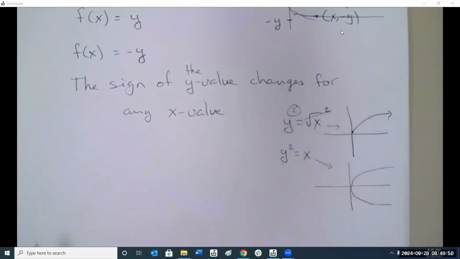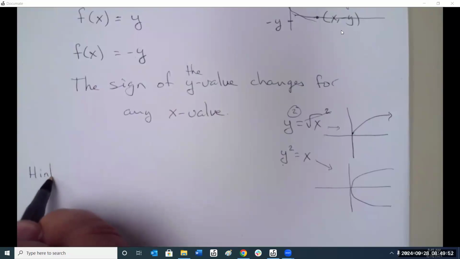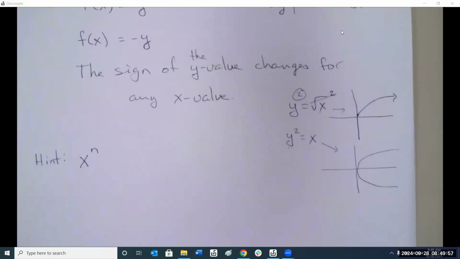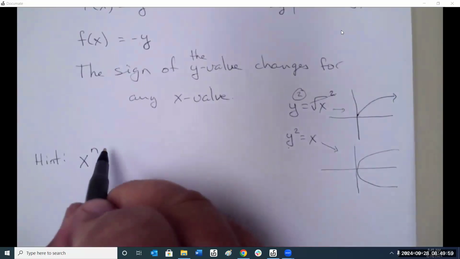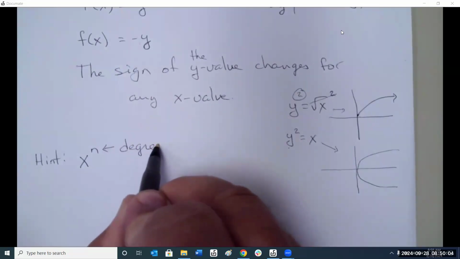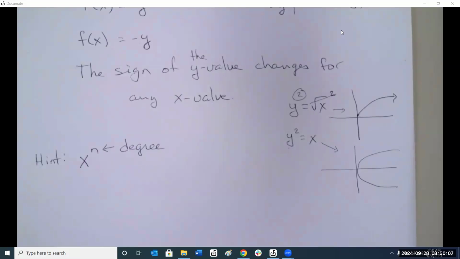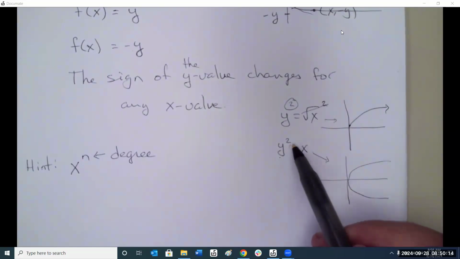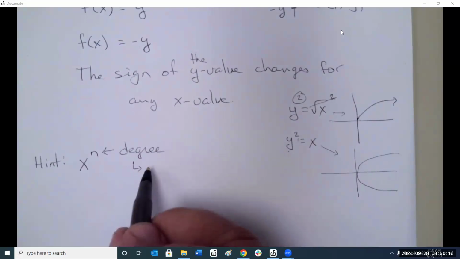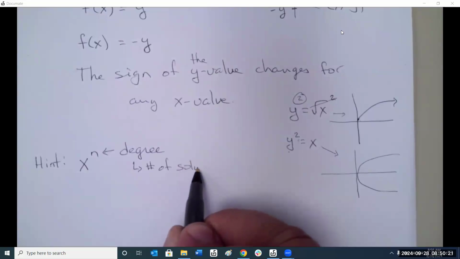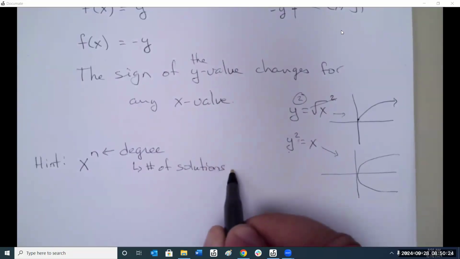And let me give you a hint here. If you're given an equation that has an exponent, that exponent is called the degree. We'll talk about this more later on, but this is going to help us. For example, here you have x squared. The degree tells us the number of solutions possible.